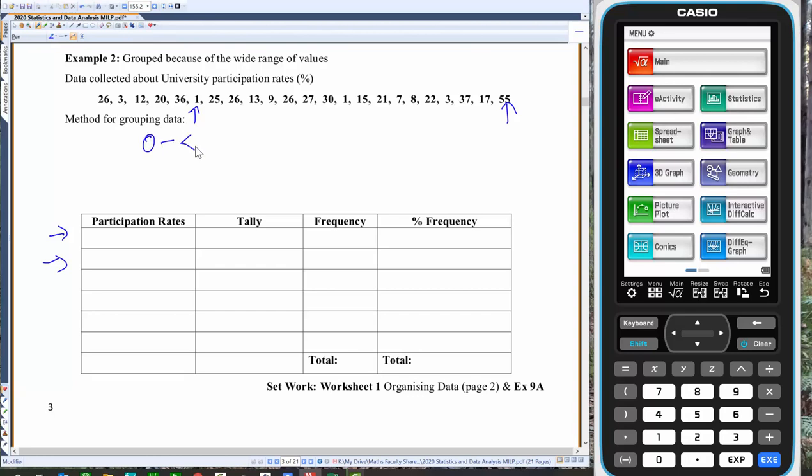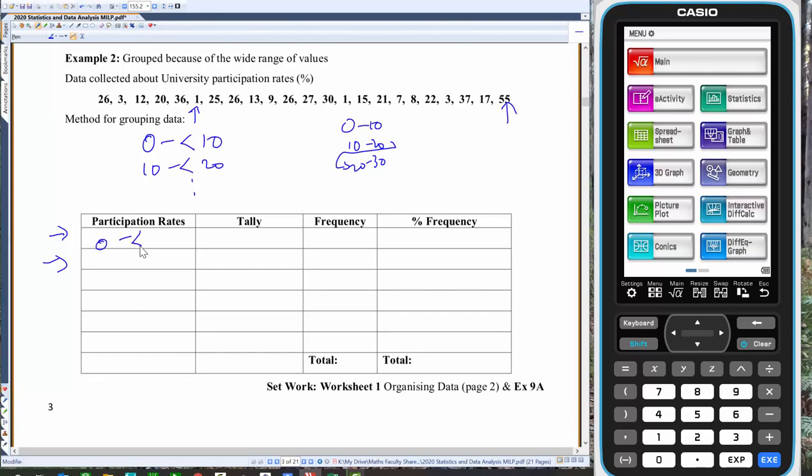So 0 to less than 10, 10 to less than 20, etc. Now we use this approach, less than 10, to basically keep the numbers between 0 to 9 in this range, and 10 to 19 in 10 to less than 20. For this particular data set, that just means that everywhere has a place. Now, some students, when doing this, go 0 to 10, 10 to 20, 20 to 30. And the problem is that if you get a 20, which grouping does it go into? Okay, so that's how we're going to group these.